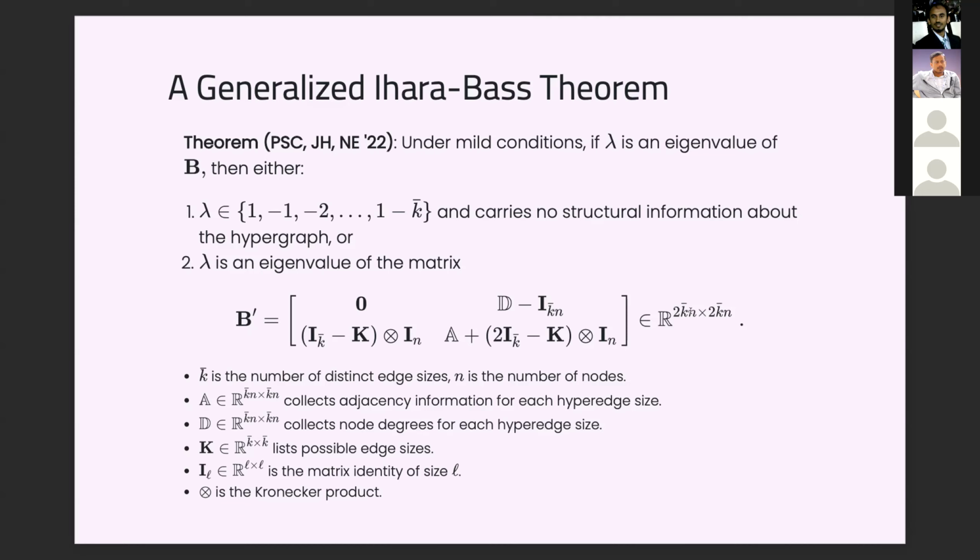So rather than having this non-backtracking matrix of size node-edge pair by node-edge pair, we have this thing that's really just a scalar multiplied on the number of nodes. Okay, and the structure of this matrix, I'm not going to go into too much detail, but it's well understood. So it's Kronecker products, it's block structured using well-known matrices. A here collects adjacency information for each hyperedge size. D is a generalization of the node degree matrix. K is a list of possible edge sizes. And then we just have identity matrices involved. So these are very clearly block structured matrices that we can work with.